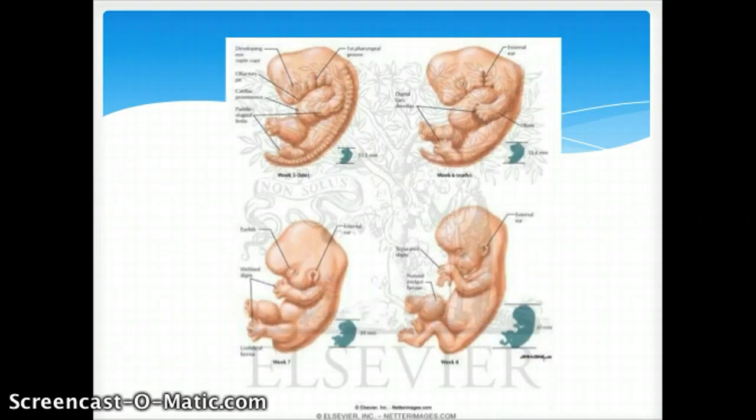This is a picture of an embryo from 5 weeks to 8 weeks. This just goes to show how much it forms and changes in only 4 weeks.